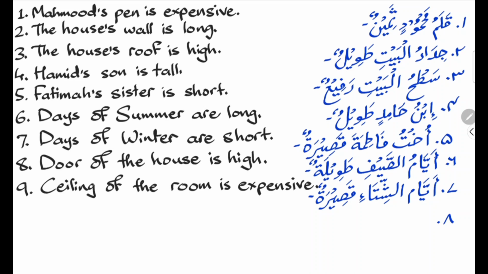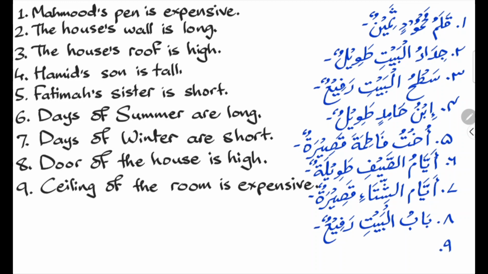Number 8. Door of the house is high. Door of the house, that's mudaf, mudaf ilayh. The house is mudaf ilayh, door is mudaf, it's the thing being possessed. Door in Arabic is babun. Babul bayti is high. High in Arabic is rafi'un. Again, you can bring the feminine. Actually, you don't have to bring the feminine. Just bring the male, which is rafi'un, because bab is also masculine, so rafi'un has to be masculine.